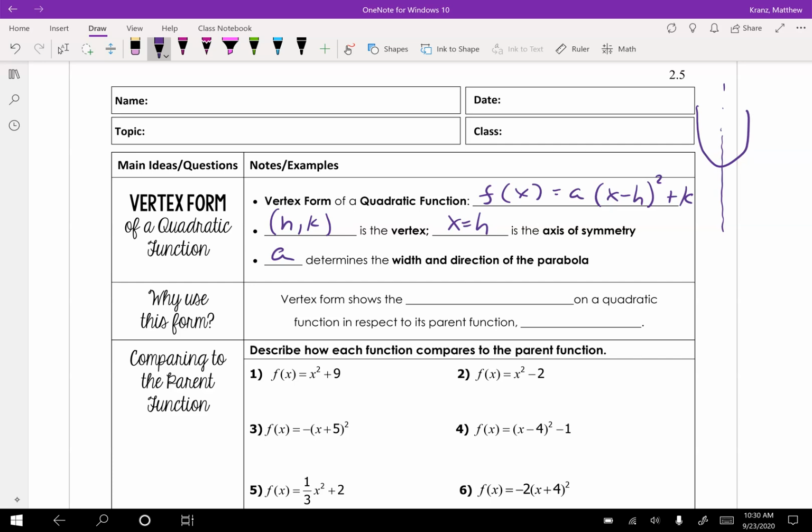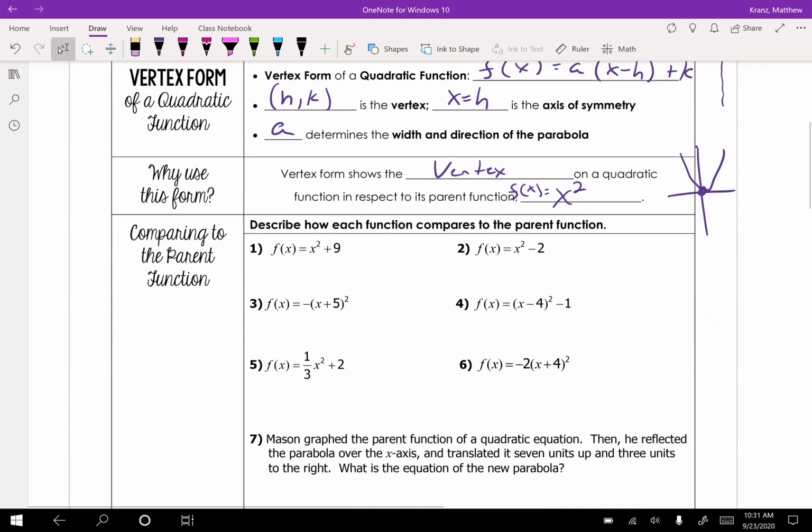All right, so why use this form? Well, the vertex form obviously shows us the vertex of a parabola, which helps us graph it. And remember that this is with respect to the parent function, which is f of x equals x squared, where the vertex would be right here at the origin, and it's being moved based on what happens. All right, so let's go ahead and try some of these.